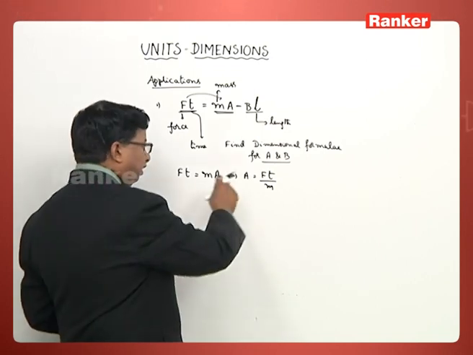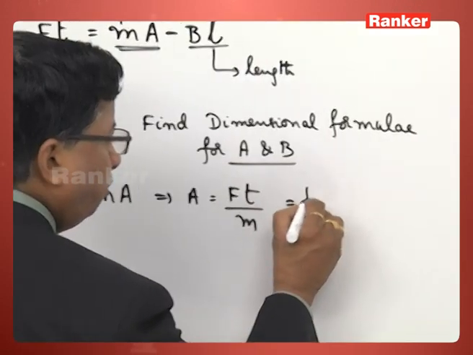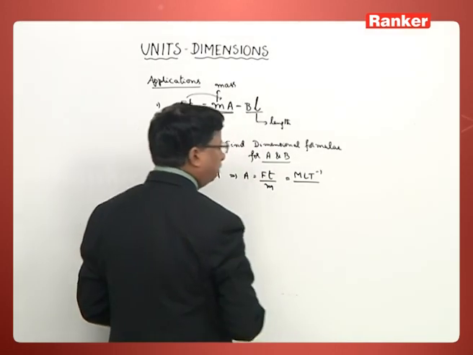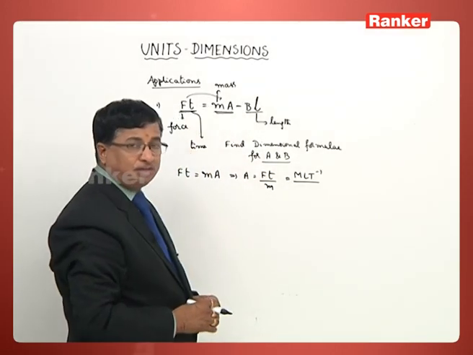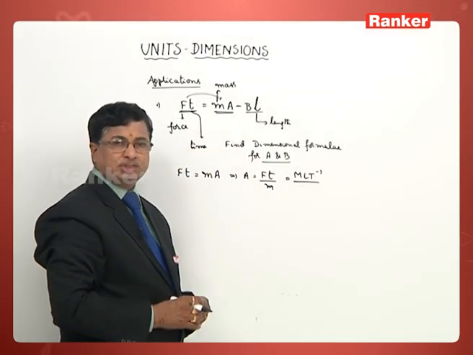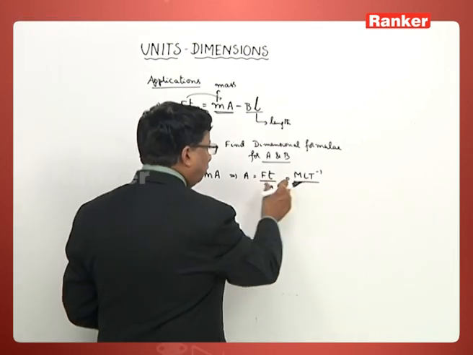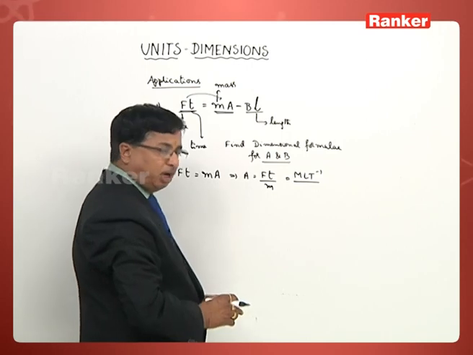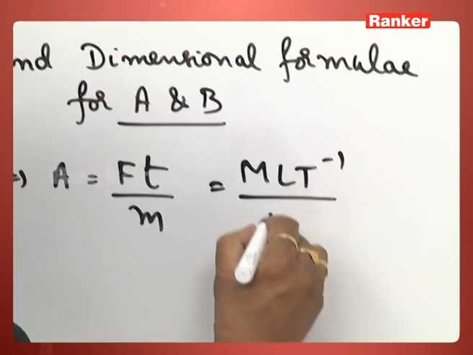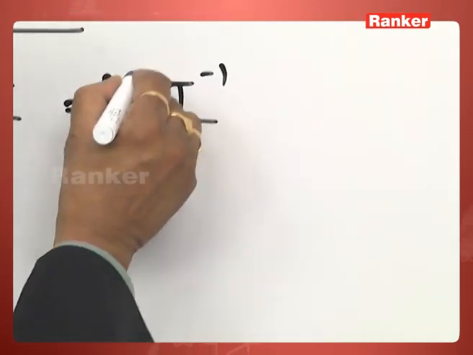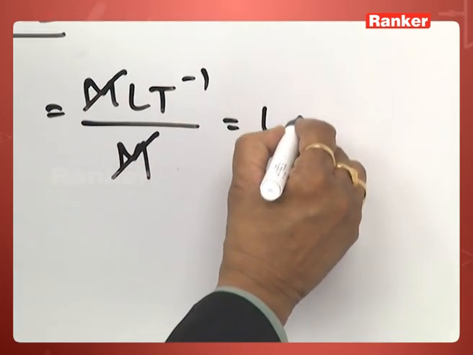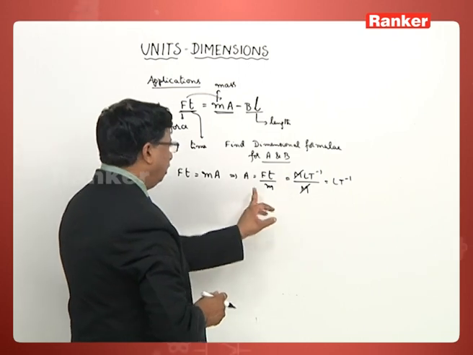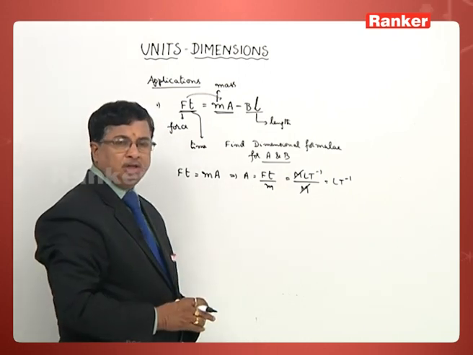So, if I write this way, F into t is impulse. Impulse is nothing other than linear momentum difference, or change in linear momentum. So, we can say ML T inverse is the dimensional formula for the product of force and time. Divide by mass, now M you cancel, then what is left over? L T inverse is the dimensional formula for A.